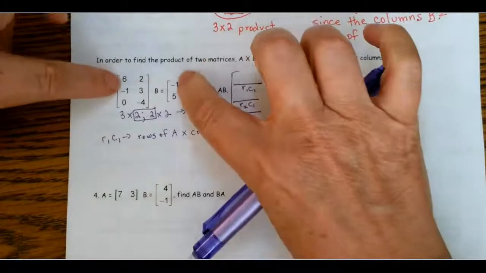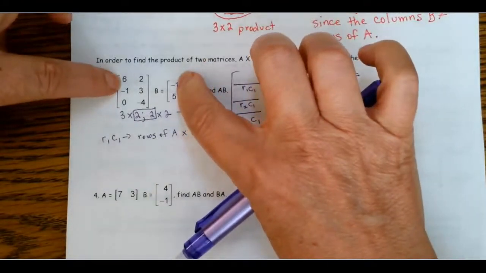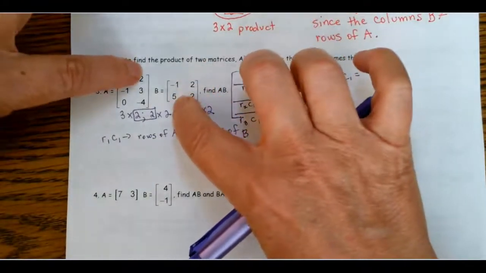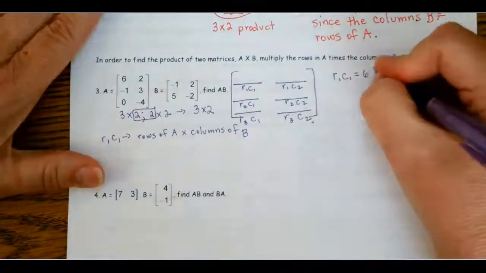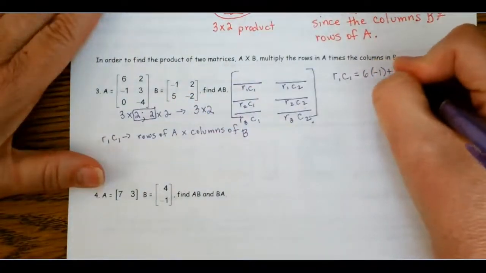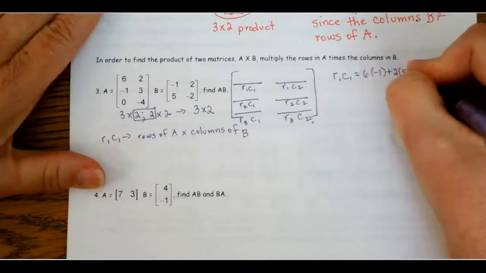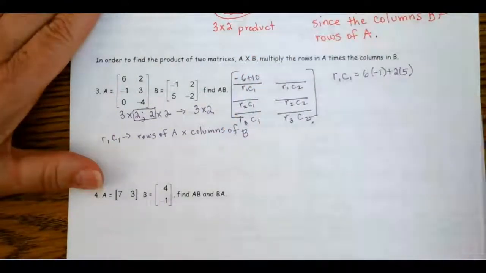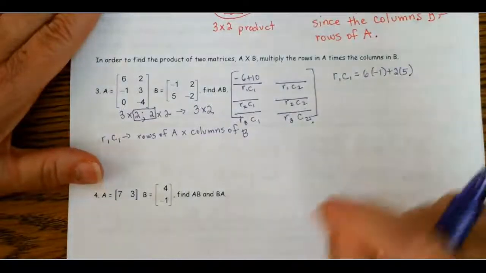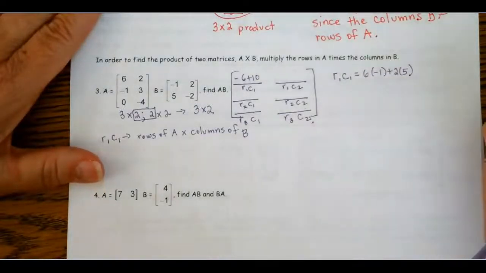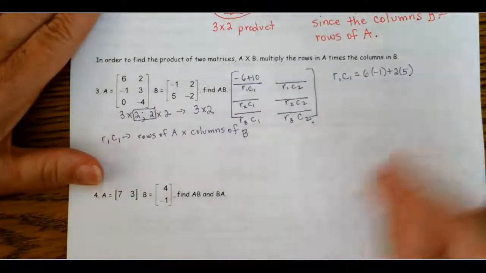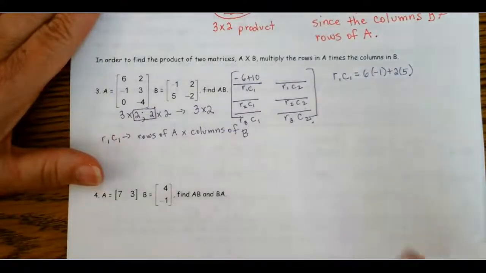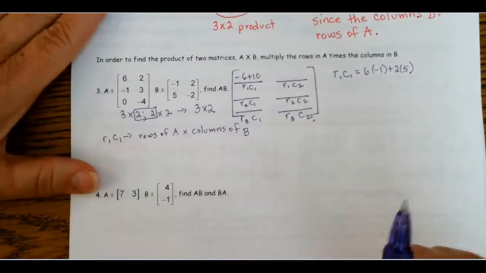So we did 6 times negative 1 plus 2 times 5. All right, so that's going to be negative 6 plus 10. And I'm not even going to add that right now because I want to concentrate only on my multiplying. I want to multiply, multiply, multiply, multiply, then go back and add or subtract, add or subtract. It'll keep my mistakes down, reduce my errors.